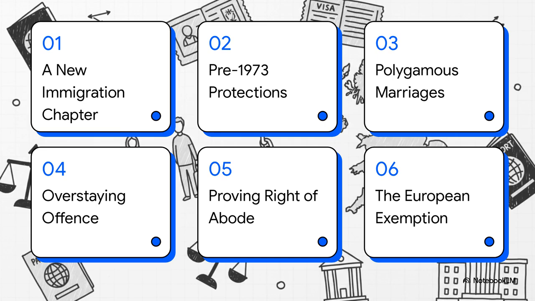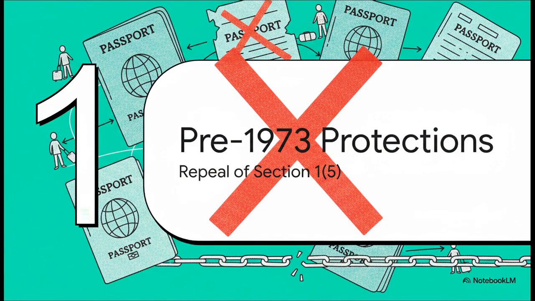Okay, so here's our game plan. We're gonna break down 6 key changes. The end of those pre-1973 protections for Commonwealth citizens, new rules for polygamous marriages, a whole new definition for overstaying, much stricter rules for proving you have the right of abode, and finally this landmark exemption for European nationals. Let's get into it. First up, let's talk about the repeal of a really key protection.